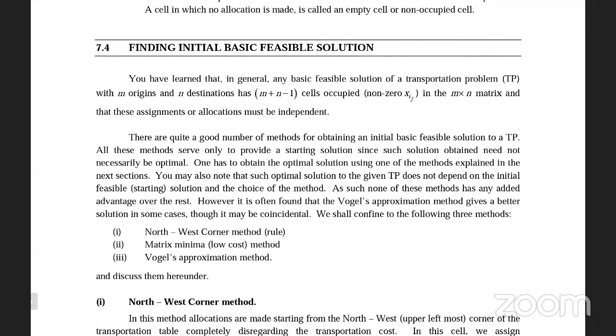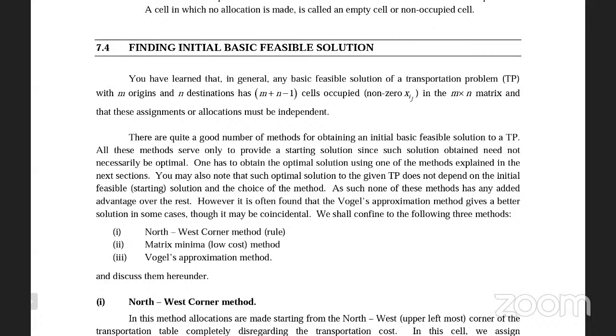So for finding the initial basic feasible solution, we have a total of three methods: the northwest corner rule, the matrix minimum method, and the Vogel approximation method. By using these three we can identify the solution of this problem. Whenever it is a transportation problem, generally we get m plus n minus 1 allocations, all independent. Then these allocations give the initial basic feasible solution.